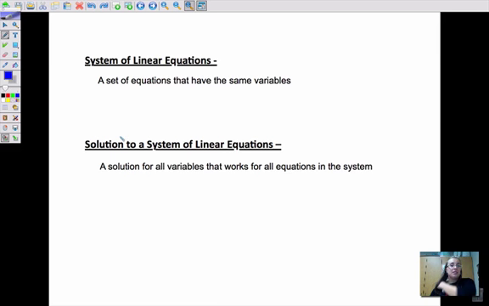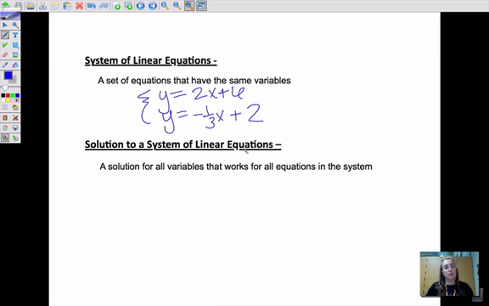So first of all, if I call something a system of linear equations, that's a set of equations that have the same variables. So most commonly x and y. And for example, it might look something like this. We're talking about linear equations, so equations that make lines. So oftentimes you'll see them in slope-intercept form. Sometimes we'll see them in different forms, but they always have x and y. So for example, y equals 2x plus 6 and y equals negative 1/3 x plus 2 or something like that. Okay, so just two equations, or sometimes more, but usually two equations together that have the same variables, meaning they both have x and y.